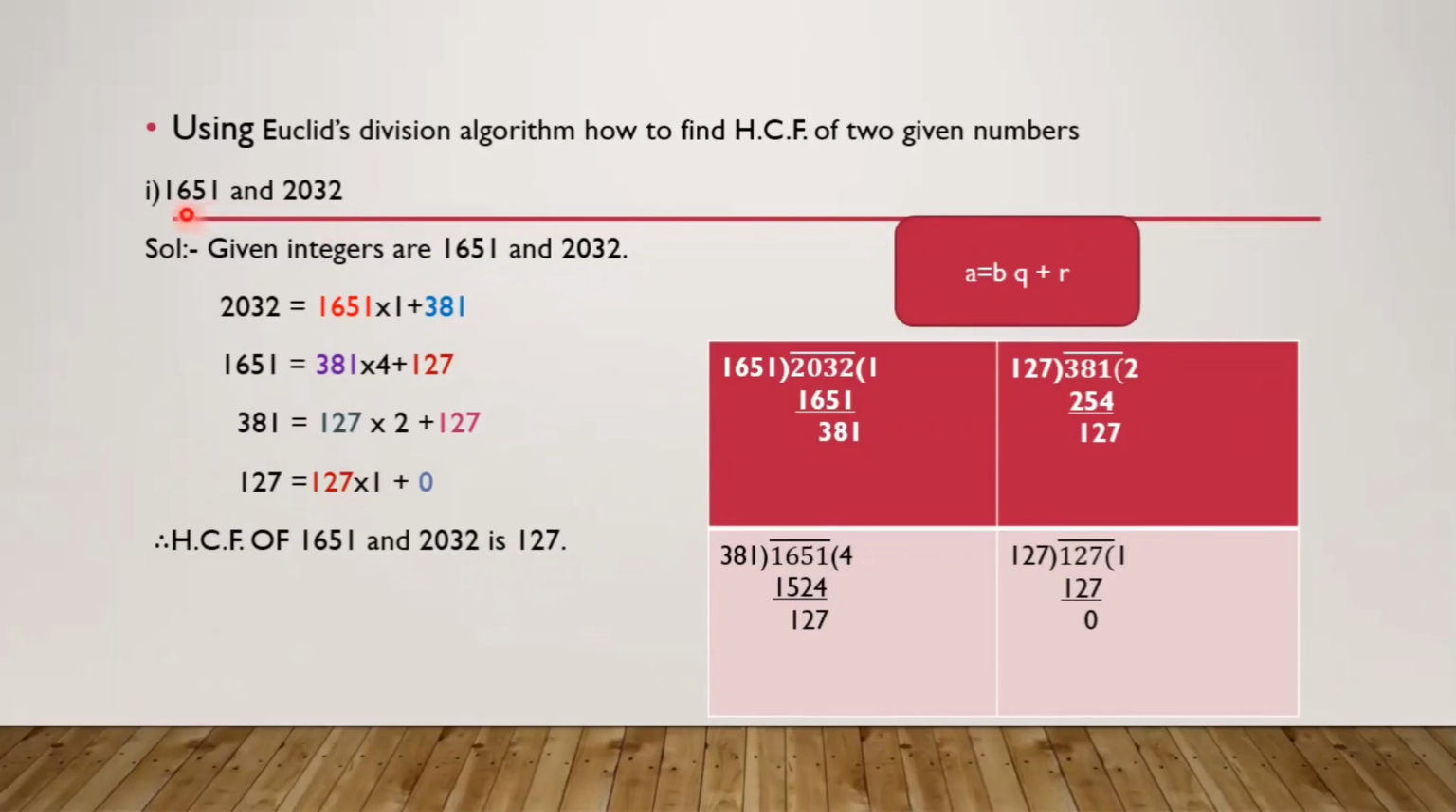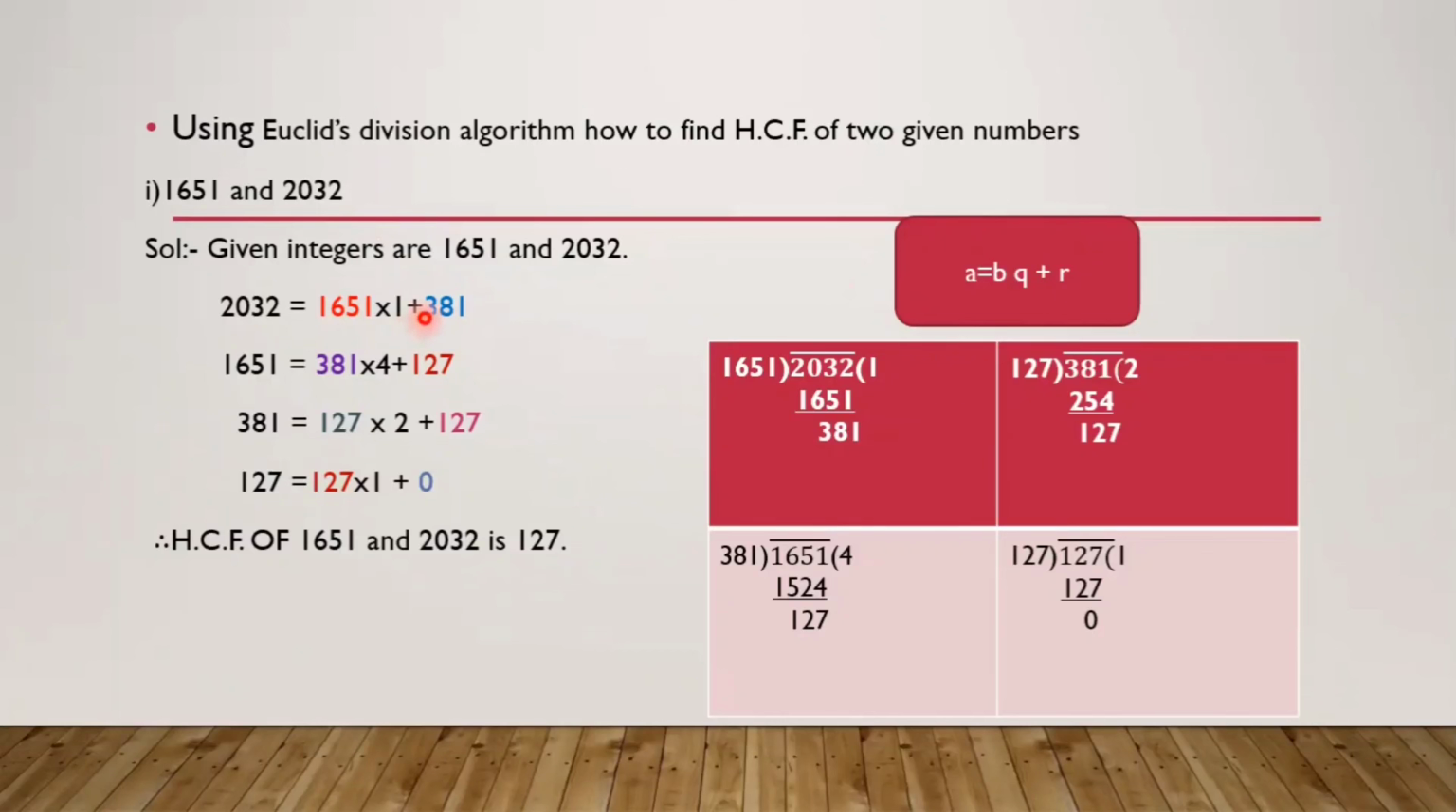Here 1651 and 2032, the two numbers are given. In it, 2032 is greater than 1651. When it is divided by 1651, the remainder is 381. Quotient is 1. Using Euclid's division lemma, we can write it as the dividend a equal to b into q plus r. That is 2032 equal to 1651 into the quotient 1 plus the remainder 381.